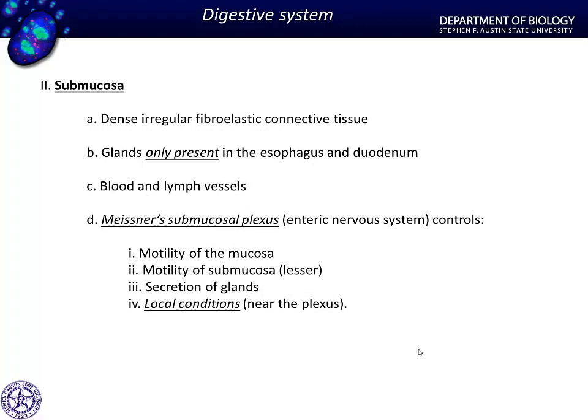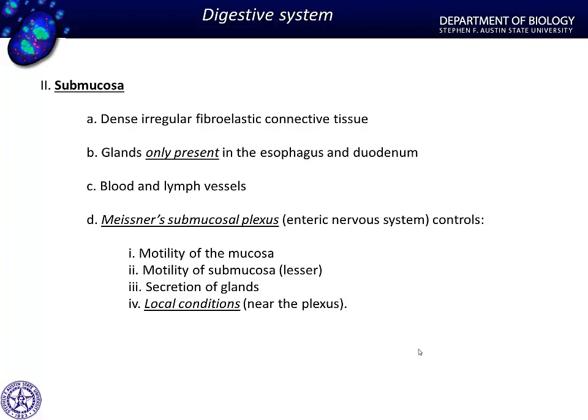Our second layer, the submucosa, this is dense irregular connective tissue. Many of the components that we've already identified are in the dense irregular connective tissue. When we look for the glands that are deeper, we saw them in lamina propria, but if they go down to the submucosa, then we're going to recognize them as either esophageal glands or duodenal glands, and we'll point those out when we get there. It's one way to help us distinguish where we are in the alimentary canal.